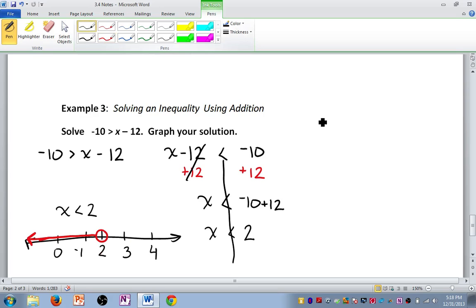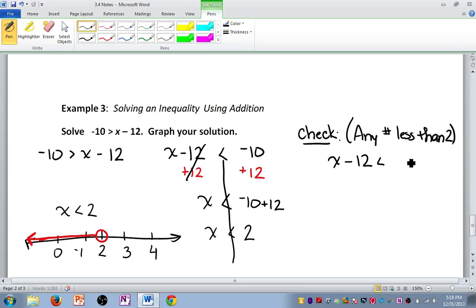And again, when we are checking, you're going to want to use any number less than 2. So when I write my equation, x minus 12 is less than negative 10. And since I can use any number less than 2, if x is less than 2, well then x could be 1. So I'm going to use 1.